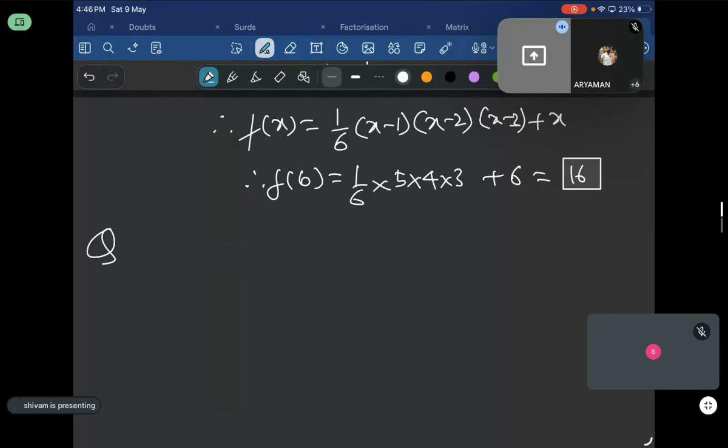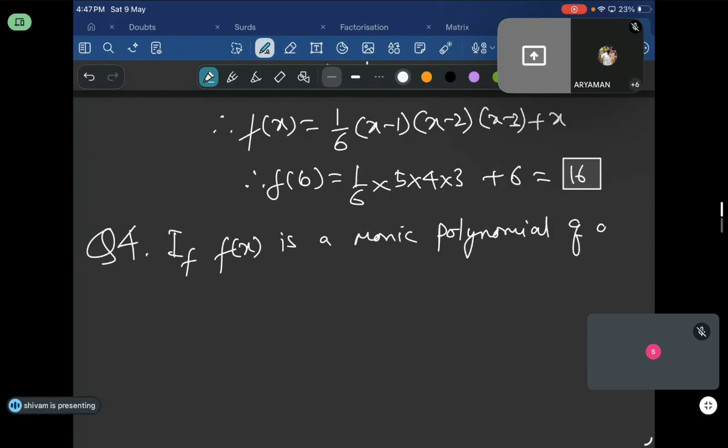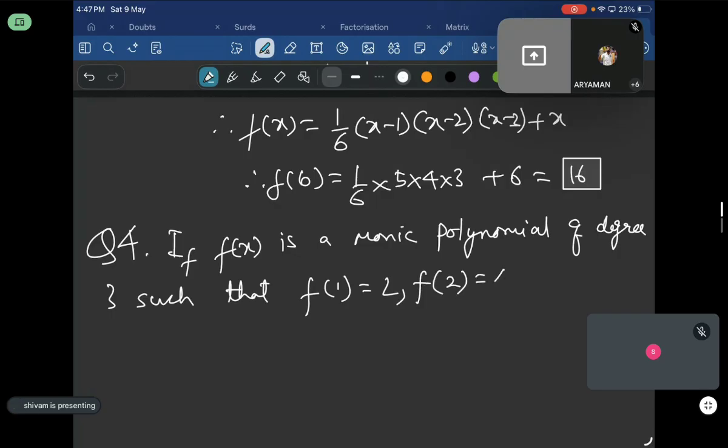Question number 4. If f of x is a monic polynomial of degree 3 such that f of 1 equal to 2, f of 2 equal to 4 and f of 3 is equal to 6. Find f of 5. Solve.